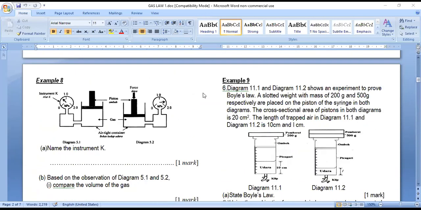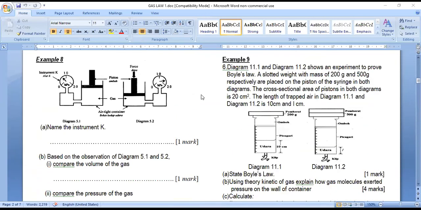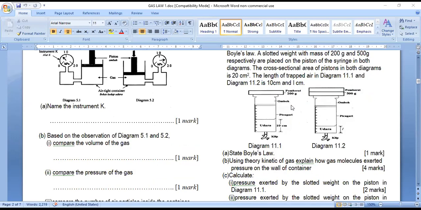Now we look at an example of an essay question. Diagrams 11.1 and 11.2 show an experiment to prove Boyle's law. Slotted weights of mass 200 gram and 500 gram respectively are placed on the piston of the syringe in both diagrams. The cross-sectional area of the piston in both diagrams is 20 cm square. The length of the trapped air in diagrams 11.1 and 11.2 is 10 cm and 1 cm respectively.